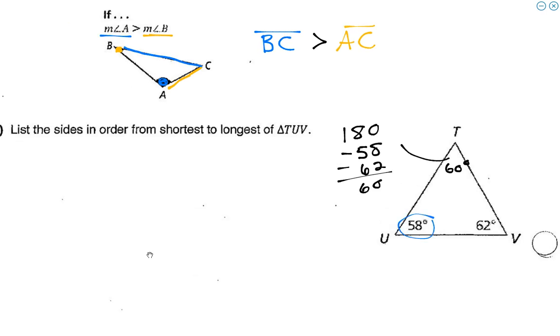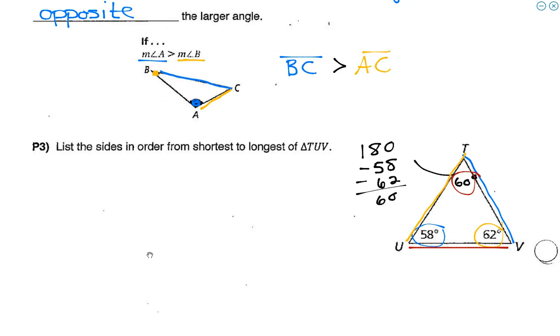So we have 58 goes with TV, 62 goes with TU, and 60 goes with UV. So let's pay attention. Shortest to longest, and they're talking about sides. So it's going to be TV is less than UV, which is less than TU.